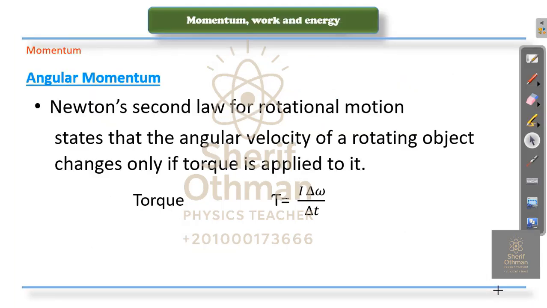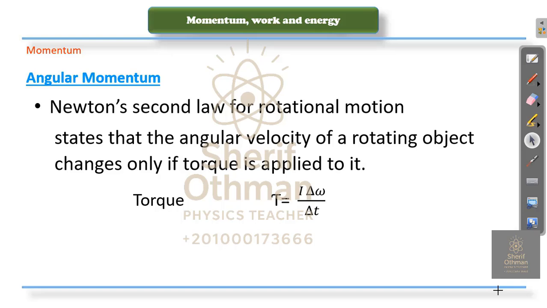Okay, guys, let's explain the angular momentum. What is the meaning of angular momentum? The word angular means that the object moves in a circular path. It's another method of measuring the distance: angular distance, or angular displacement, angular velocity, and angular acceleration, as we said before. So, Newton's second law of rotational motion states that the angular velocity of a rotating object changes only if the torque is applied to it, as we said before.